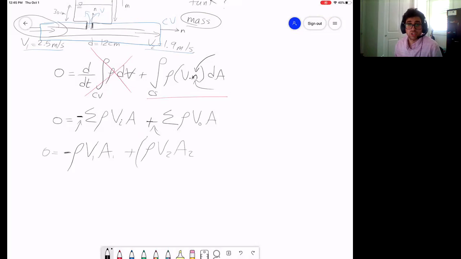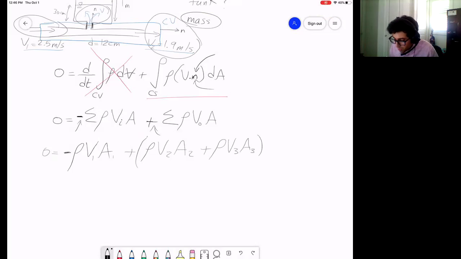Okay, we said the summation of all the outlets. So this is the first outlet, which is this one. What about the second one? This outlet. It would just say rho V3A3. Yes, that's exactly how you should write it. Very good.